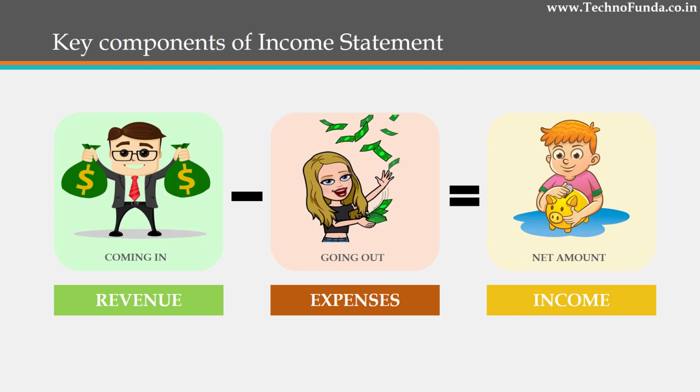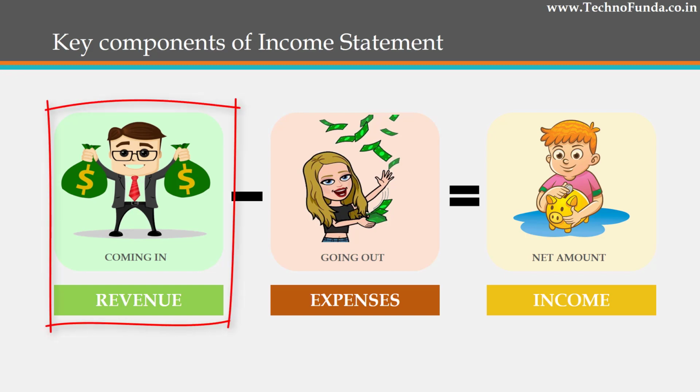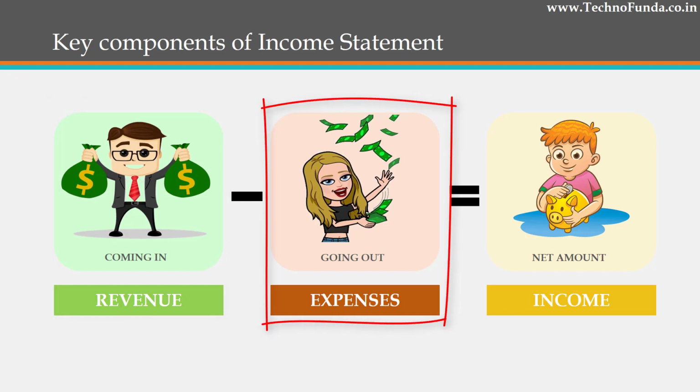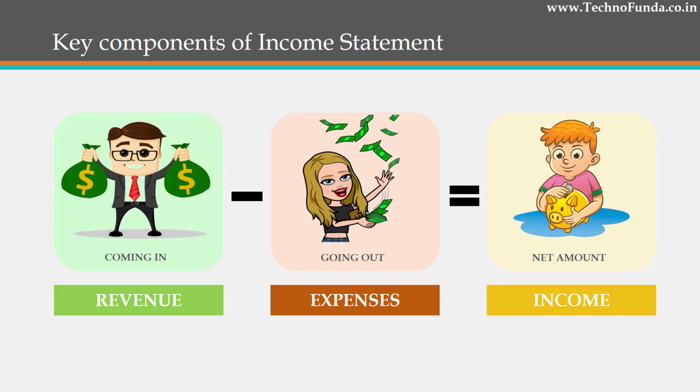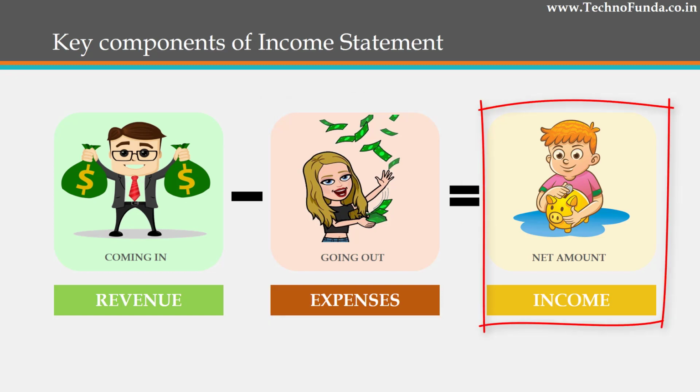So let's dig deeper. We already understood the first part, that is something which is coming in, which is known as revenue, or we also call that the top line. Then there is some money which is going out, and these are your expenses, and whatever is remaining, which is the net amount, is known as income.